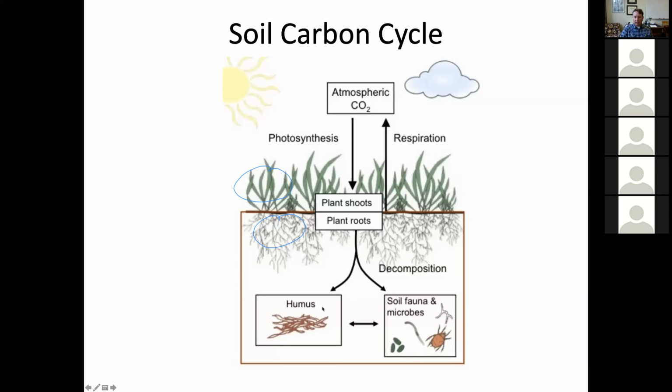What's important to remember is that for this decomposition reaction, we require some electron acceptor, and that's usually oxygen. So it requires O2 most of the time. Okay, so that's the general soil carbon cycle. The main things I want you to focus on are production or photosynthesis, and respiration, and then how photosynthesis produces the oxygen, and respiration consumes it.